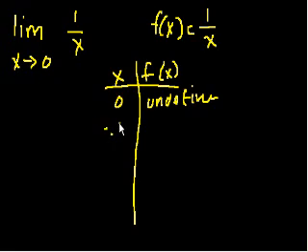But what happens when x equals -0.01? Well, 1 over -0.01 is equal to -100, right? What happens when x is equal to -0.001? So we're getting closer and closer to 0 from the negative direction.